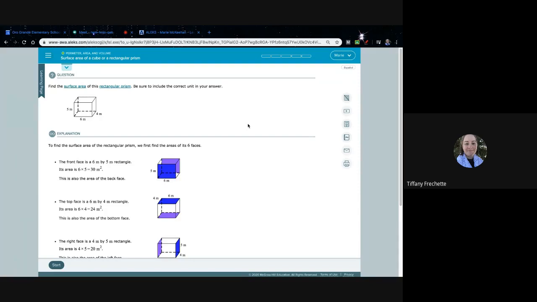Surface area of a cube or rectangular prism. Find the surface area of this rectangular prism. Be sure to include the correct unit in your answer. All right, so we're given this rectangular prism.